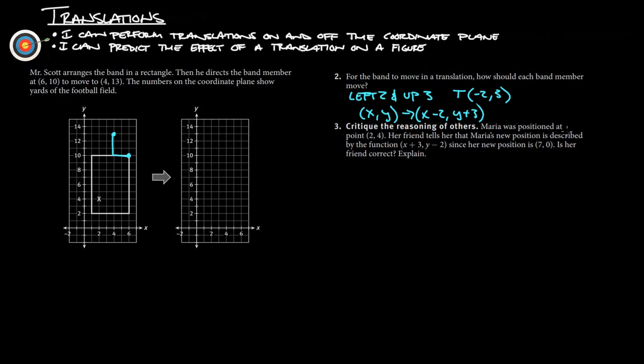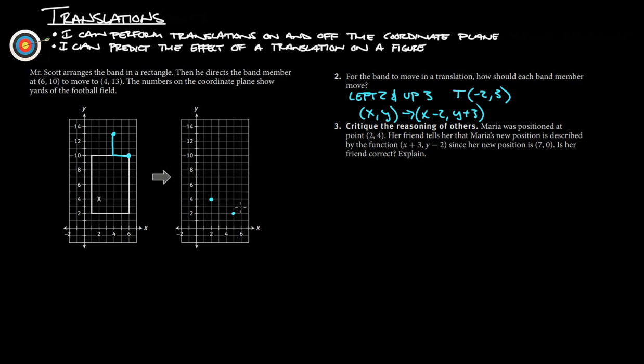All right, number 3, critique the reasoning of others. Maria was positioned at point (2, 4). So let's start over here. We're at (2, 4). And then her friend tells her that Maria's new position is described by the function (x + 3, y - 2). So if we take our x and we add 3, 1, 2, 3, and we subtract 2, that would put us right there. Since her new position is (7, 0), is her friend correct?